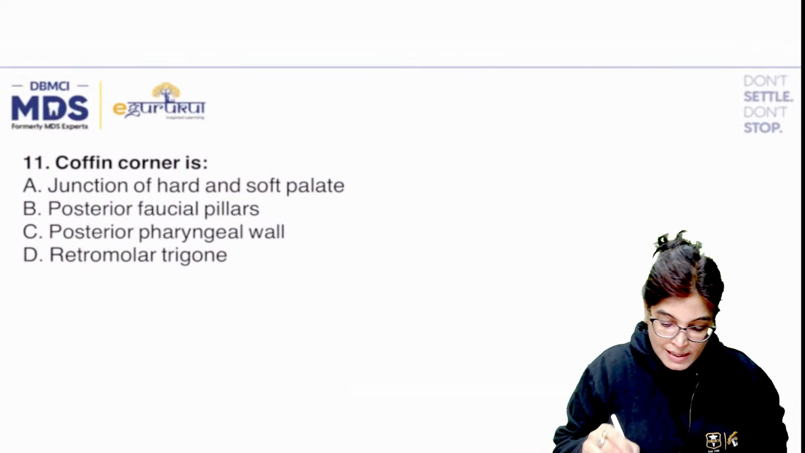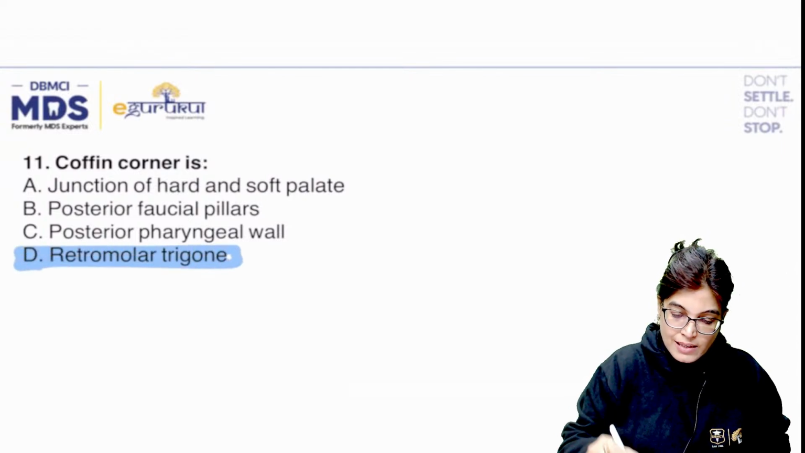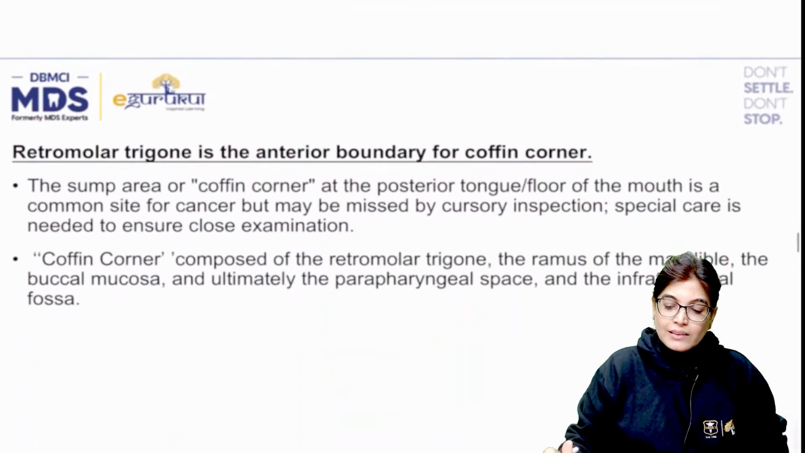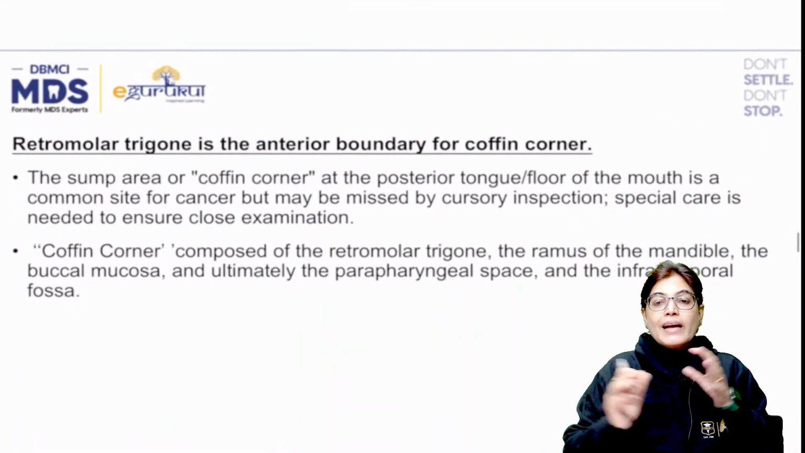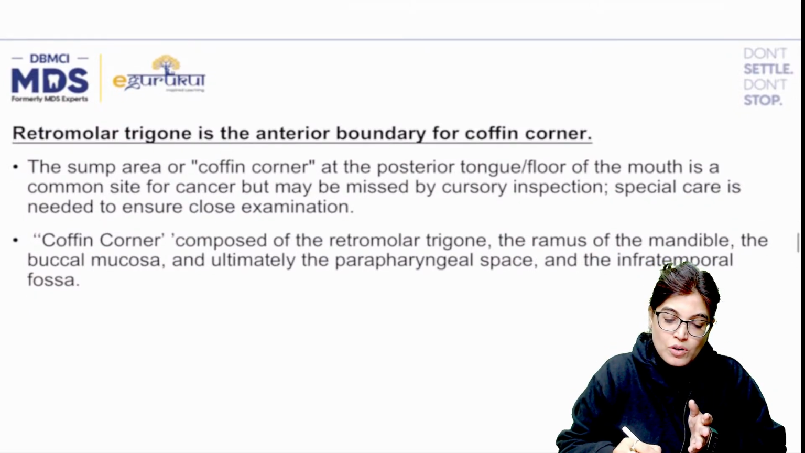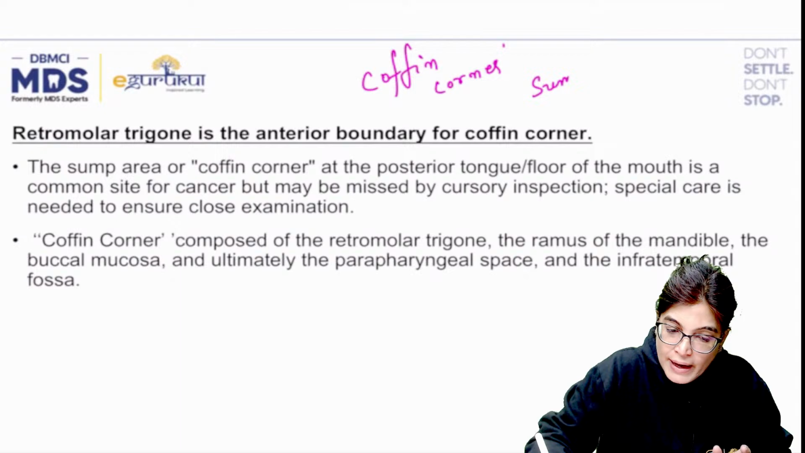So we have got an answer, that is retromolar trigone is the absolutely correct answer. Yes, this is actually the right answer, coffin corner. So basically the other name of coffin corner is retromolar trigone. It is also called as sump area.